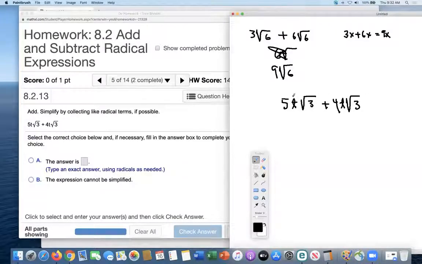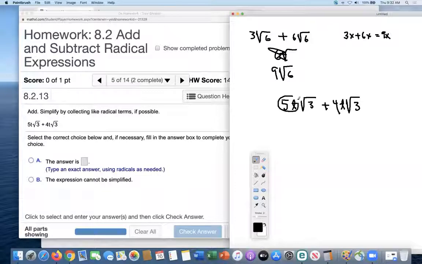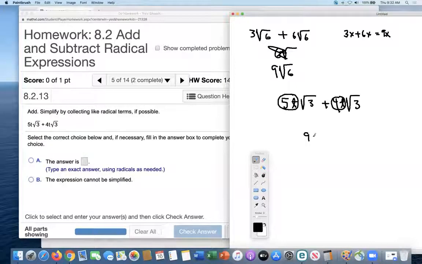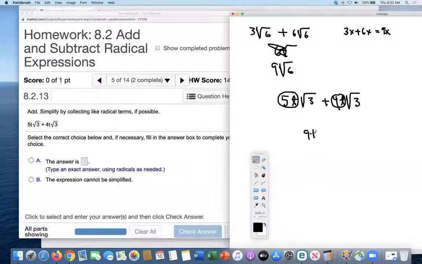So what you're going to do is take this 5t, add that to another 4t. So what happens when you got 5t plus 4t? What do you get? 9t. See, whether you have a variable there or not, you still add the coefficients. 9t square root of 3. Another way to say this is factor out the square root of 3.